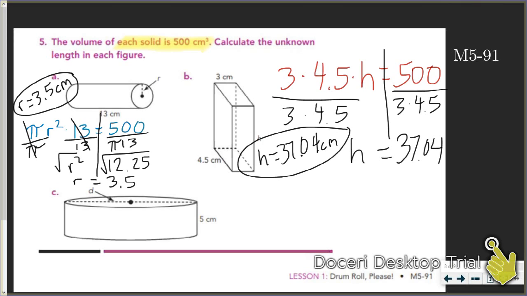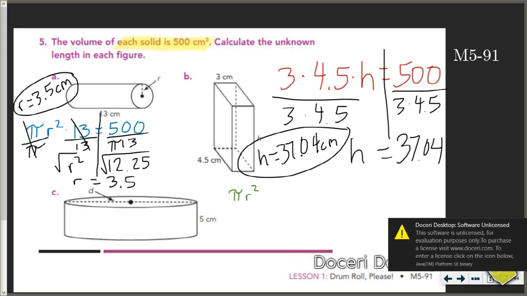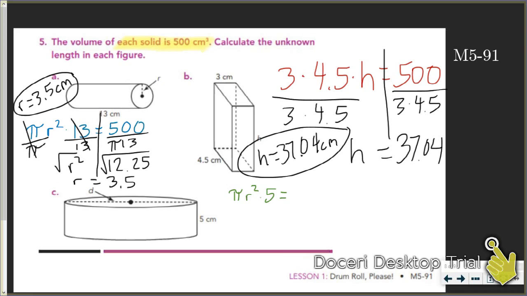All right, so for letter C, we know we're going to use the same formula as we did on letter A. So we know it's going to be pi times radius squared times the height, which in this case is 5, equals volume, which is in this case going to be 500. Okay. So again, we just need to use inverse operation. So we need to divide by 5 pi and divide by 5 pi. I'm just combining two steps there. Instead of taking 500 divided by pi and then dividing it by 5, I'm just doing it all in one step. When we do that, we get r squared is equal to 31 and 85 hundredths.